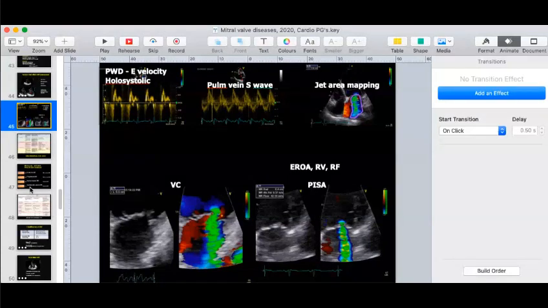Sir, about vena contracta, does it hold the same significance for both primary and secondary MR? Good question. Since you have gone into primary and secondary MR, that is another question that I thought I'll keep for later, but I'll discuss it now. It's very important that you should know the primary MRs and secondary MRs.